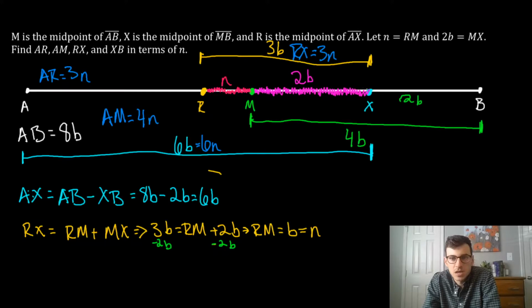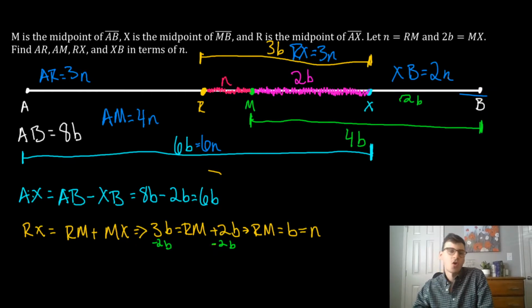And XB is this last bit right here. Like we said, that was 2B, so XB is equal to 2N. And that's our answer, right? That's all of those lengths in terms of N.